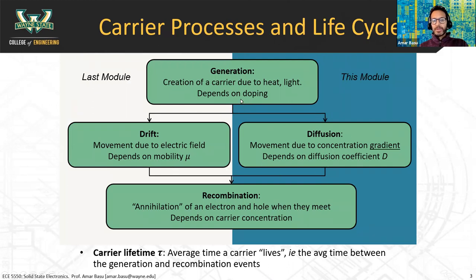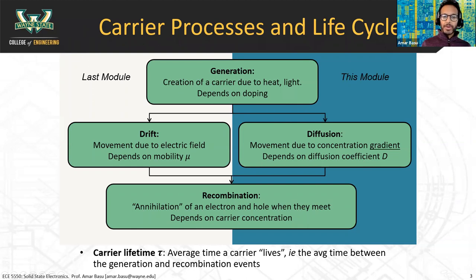After a carrier is generated by heat, light, what have you, while the carrier exists, it can drift and diffuse. It drifts if there's an electric field. It diffuses if there's a concentration gradient. And you can actually have both of these processes at the same time. I don't know if I mentioned that. That's going to become very important when we start talking about diodes. Drift and diffusion can happen simultaneously if you have an electric field and a concentration gradient.